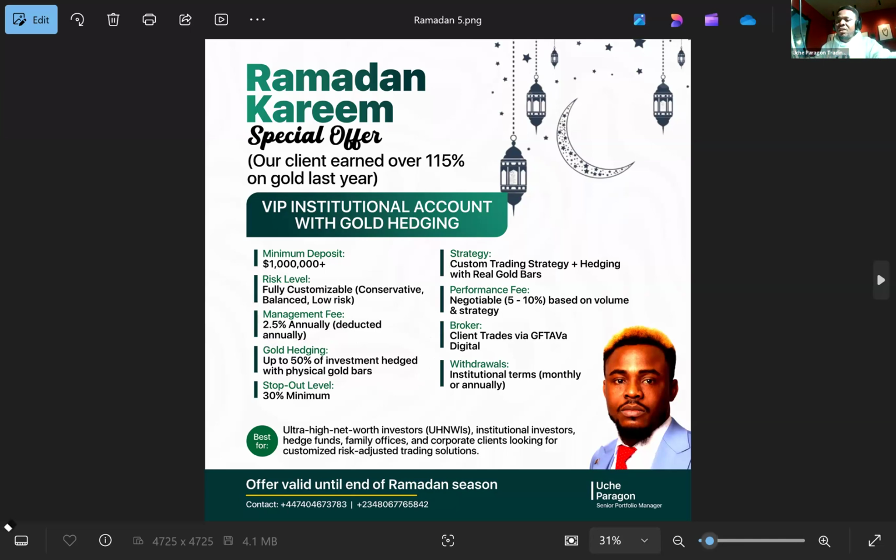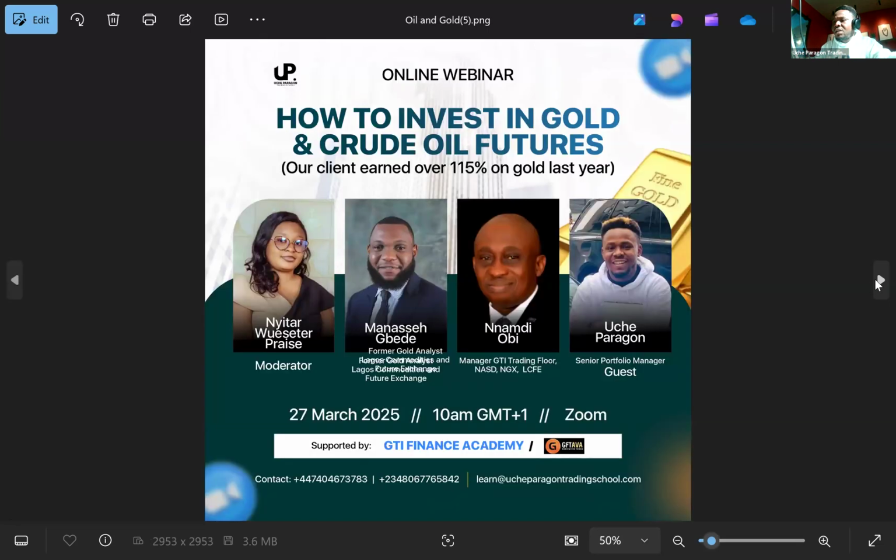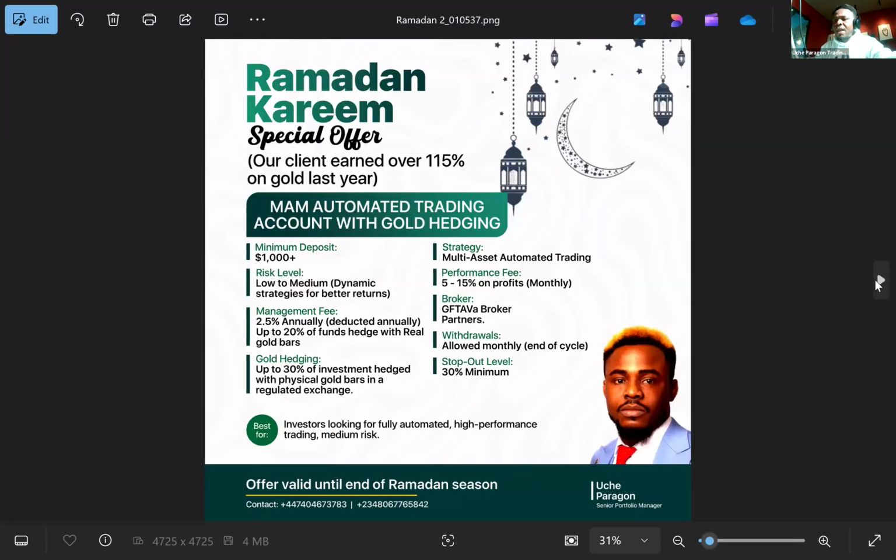Then there are also affordable portfolios you can easily use, like this one. You can have a $1,000 account, then up to 20% of your portfolio can be hedged with gold. And at the same time, you'll be making money together with those, yeah, you're making money with them.